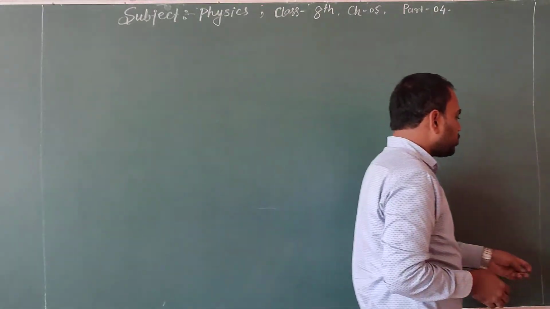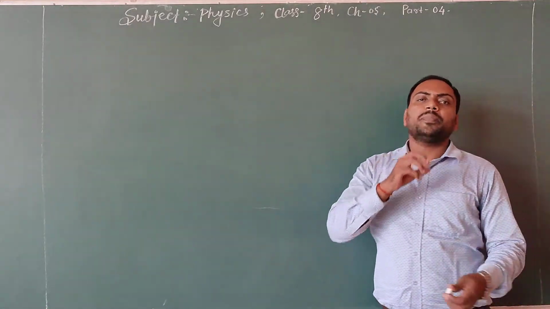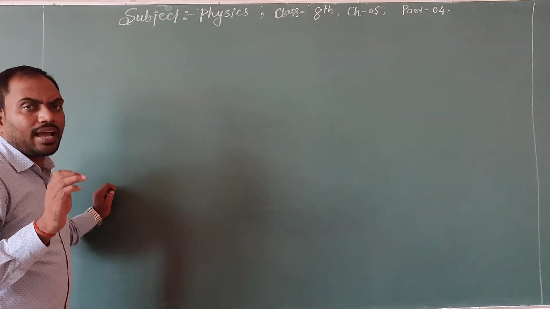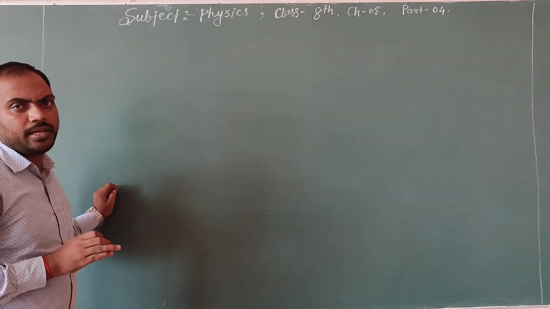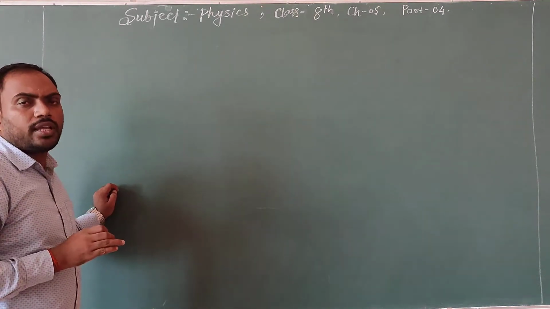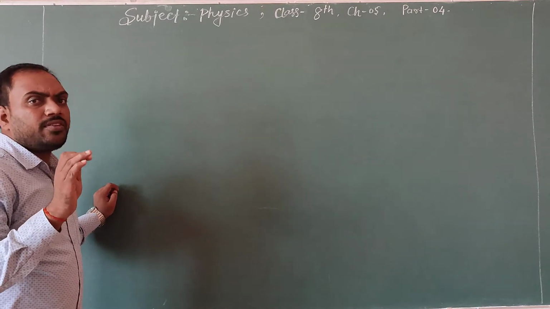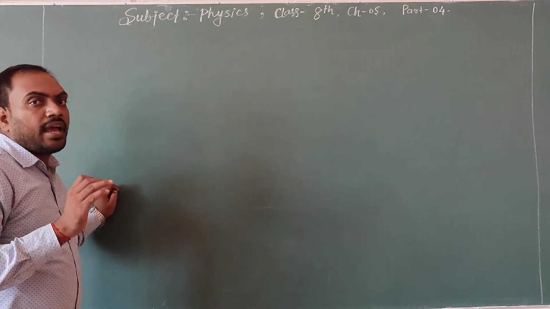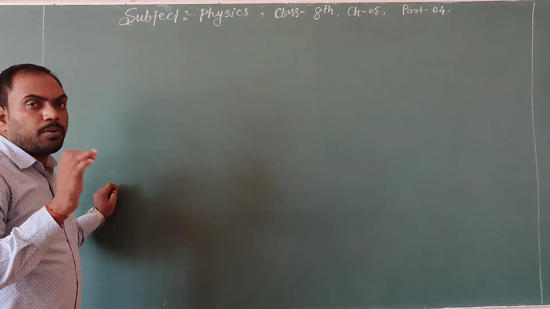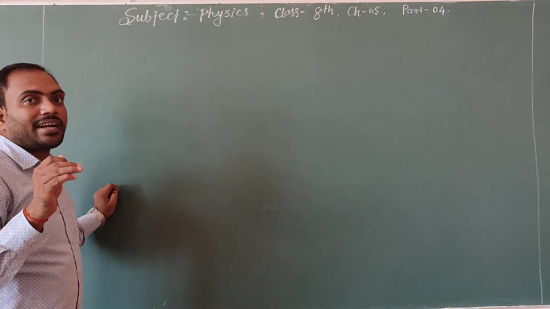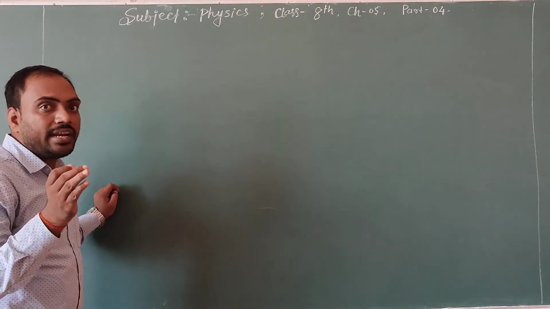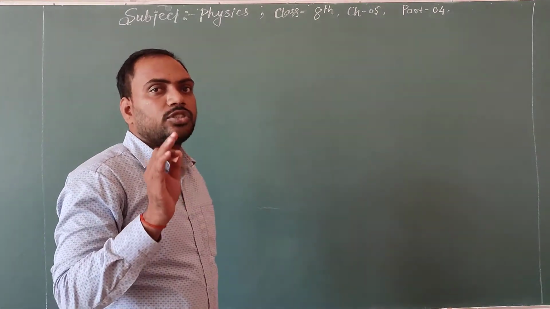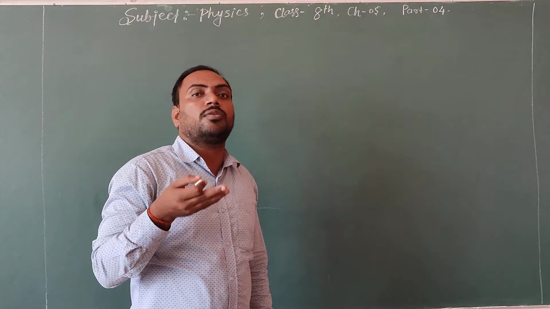Okay dear, just to understand the meaning of refractive index. As we know, when light travels from one medium to another medium, it bends. That bending phenomenon is known as refraction. And the bending ability of the medium is called refractive index. How much it will bend. The bending ability of a medium is called the refractive index of that medium.